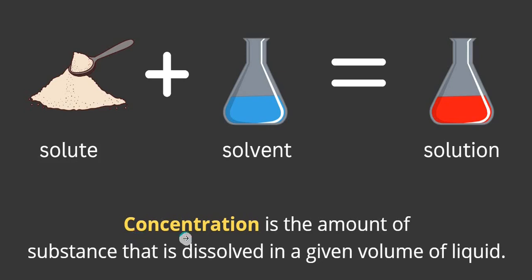And hence, concentration is the amount of substance that is dissolved in a given volume of liquid. So if you have a liquid, it has a volume, and then your solute, you will have a certain mass, and you will see when we do calculations how this works. So understand the definition of concentration. It is the amount of substance or solute that is dissolved in a certain volume of liquid.